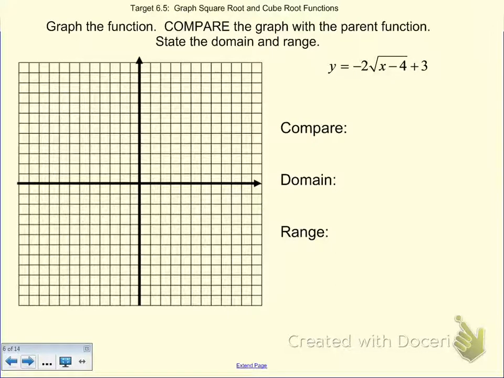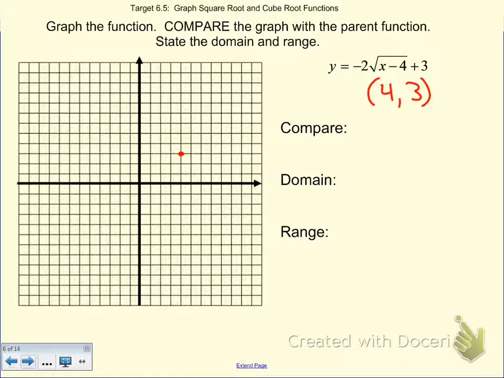Welcome back. Okay, so we have y equals -2 square root of x minus 4 plus 3. First thing we want to do is find our Hank and Kelly point. Our Hank and Kelly point is 4, 3. So that's going to be our starting point. 1, 2, 3, 4, 1, 2, 3. That's going to be our starting point.